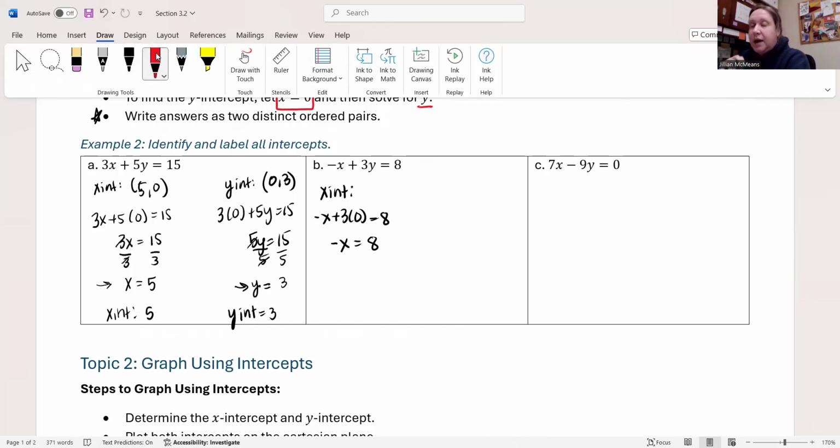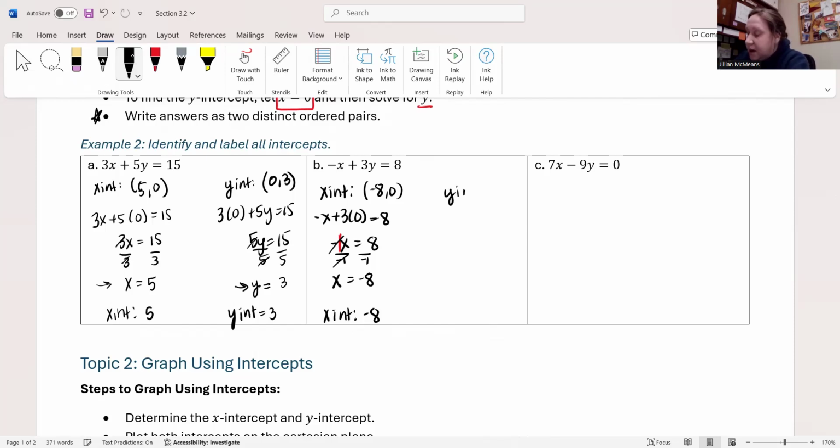But remember, when we have a negative in front of a variable, it means negative 1 times whatever that variable is. So this is really negative 1 times x equals 8. So I need to divide both sides by negative 1. Negative 1 divided by negative 1 is just positive 1 times x. And then 8 divided by negative 1 is negative 8. I don't like this version. This means something else, which we'll learn about soon. So we would say the x-intercept is negative 8, or even better, I like the ordered pair. Okay, so that's the x-intercept.